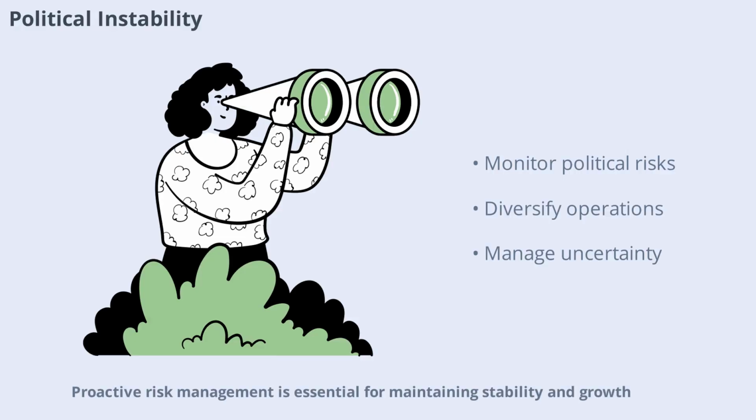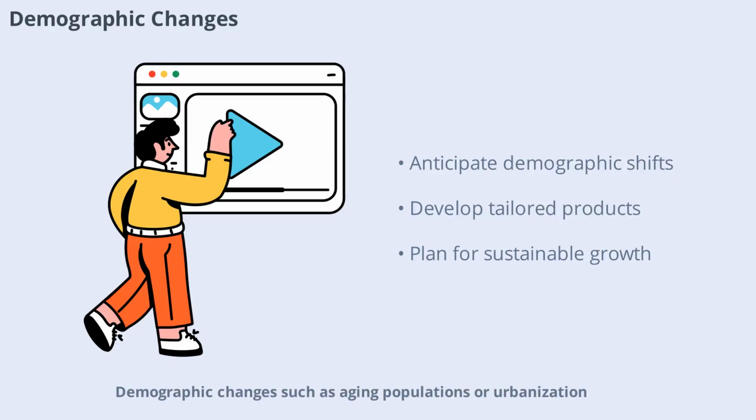Proactive risk management is essential for maintaining stability and growth. Demographic changes, such as aging populations or urbanization, can reshape market demand. Businesses that anticipate these shifts can develop new products and services tailored to emerging needs. Understanding demographic trends is key to long-term planning and sustainable growth.